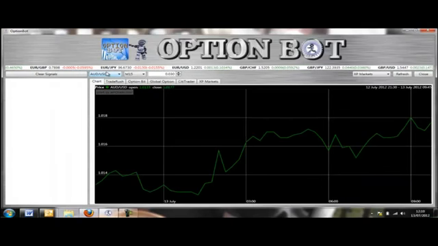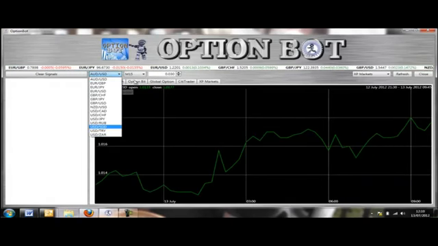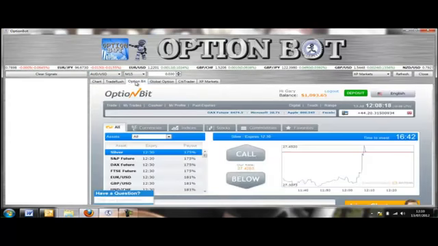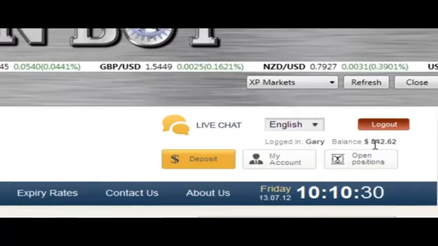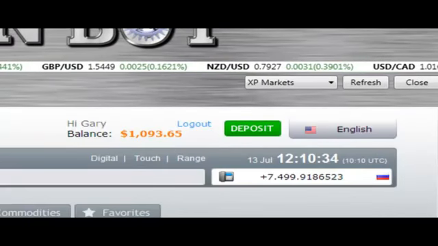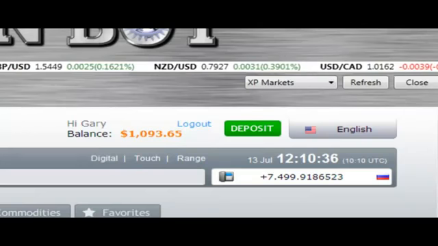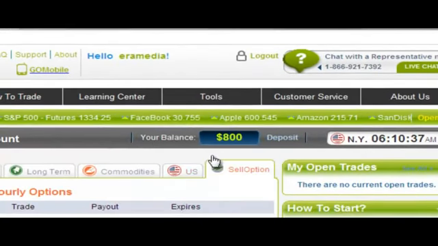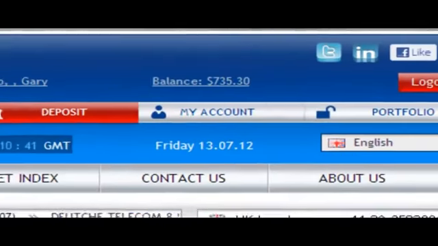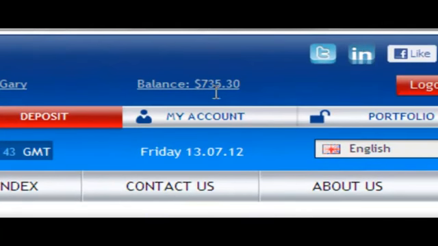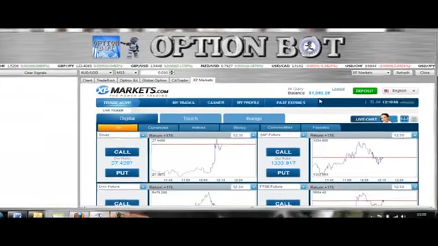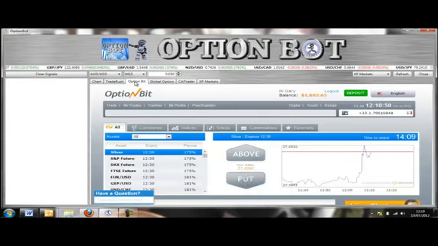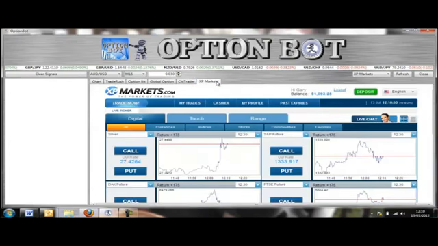This works by analyzing the pairs for upwards and downward movements over the last 15 minutes, and I have 5 platforms to trade on. As you can see, I have a balance of 842.62 with Trade Rush, a balance of 1,093.65 with OptionBit, a balance of $800 with Global Option, a balance of 735.30 with CityTrader, and finally a balance of 1,093.25 with XP Markets. That's a total across all 5 platforms of 4,564.82 in my trading balance.